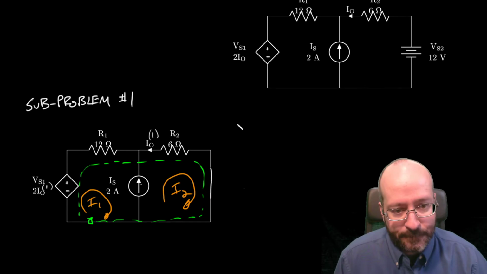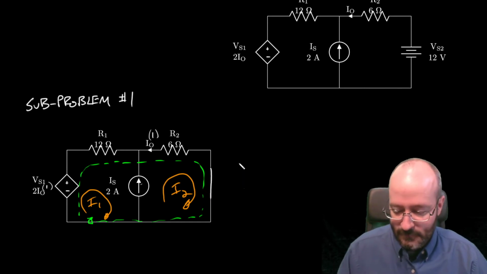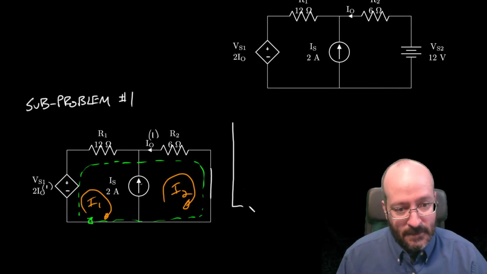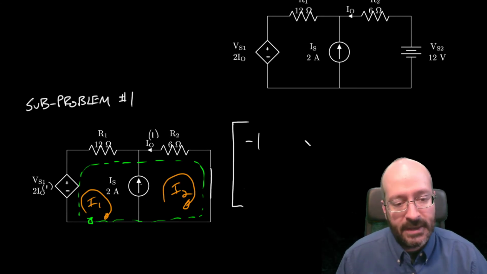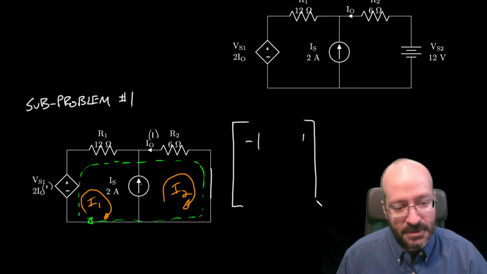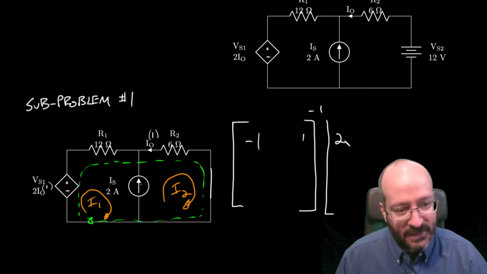Okay, so it's going to be a 2 by 2. Does I1 touch the current supply? Yes, and it goes in the opposite direction. Does I2 touch the current supply? Yes, and it goes in the same direction. Look at that. That one was easy, and that's all equal to 2.